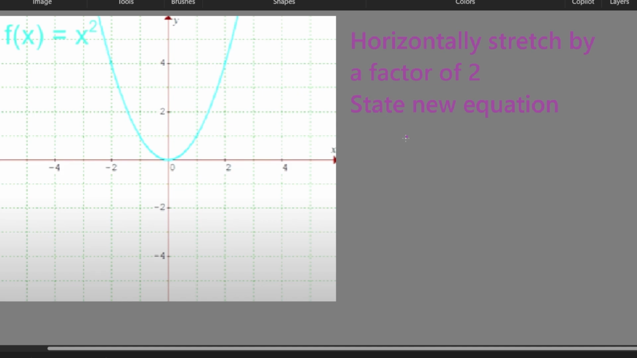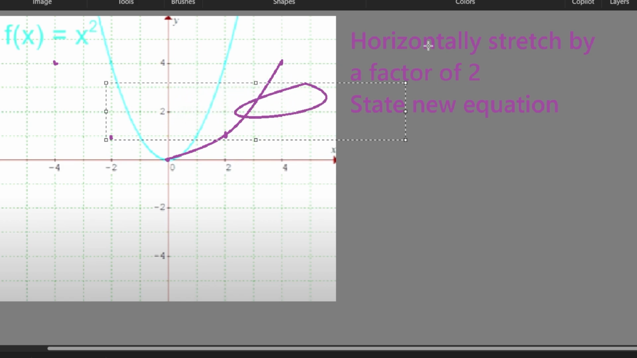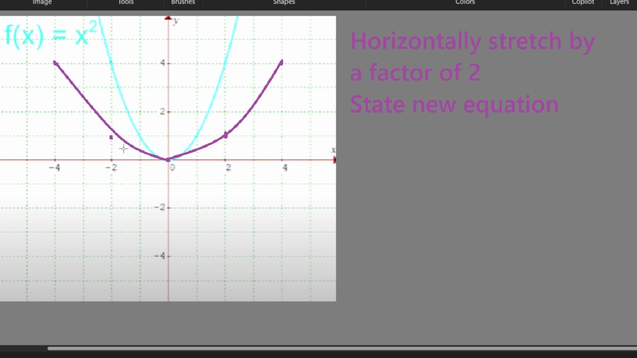So what if we now begin horizontally stretching? So let's try that. And horizontally stretch means we affect the x values. Well, 0 times 2 is 0. 1 times 2 will be 2. 2 times 2 is 4. And now I'm gonna make a really good graph here. Let's do this. Curve it. Fix it up a little bit. And yeah, so this is what the graph looks like.